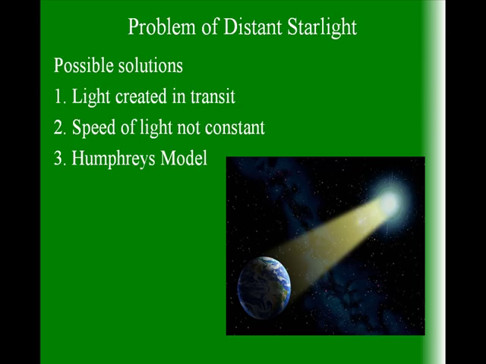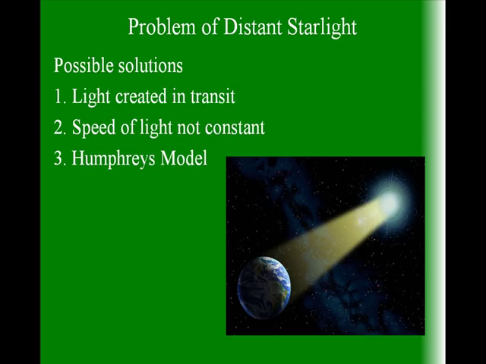Well, let me turn to some problems for the young Earth perspective. One problem that people sometimes speak of is the problem of distant starlight. If a star is millions of light years away, then how is it that we can see the light if the Earth and the solar system are less than 10,000 years old? And some people seem to regard this as a serious problem. It's never actually struck me as that difficult of a problem. But let me give you some possible solutions. One possibility is that the light could have been created in transit.